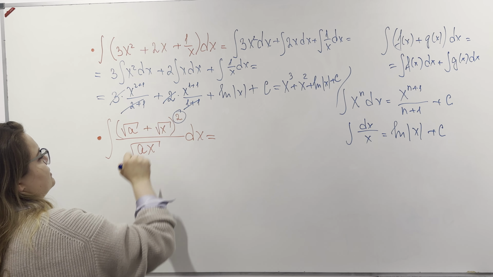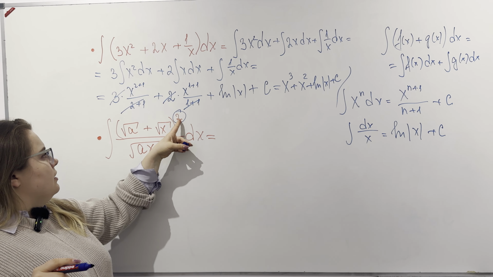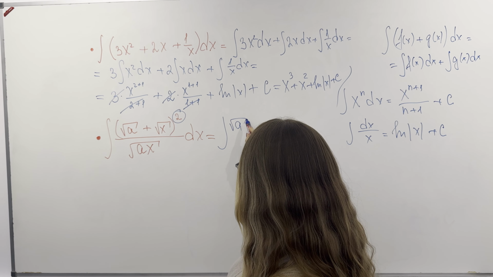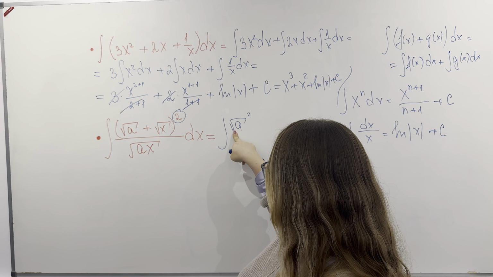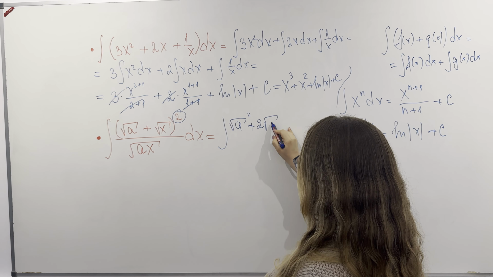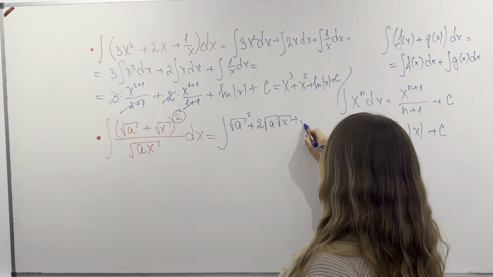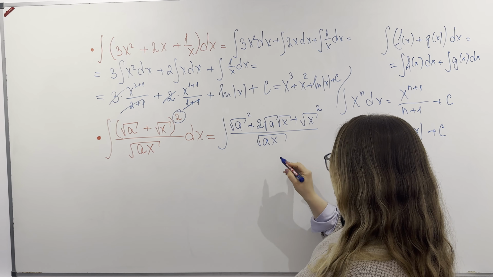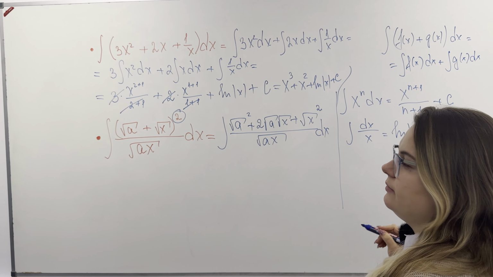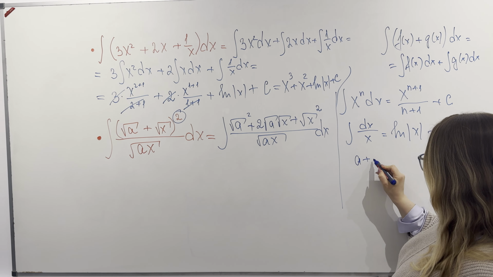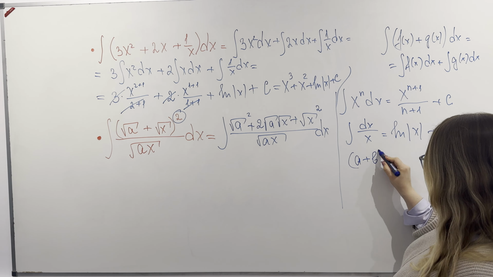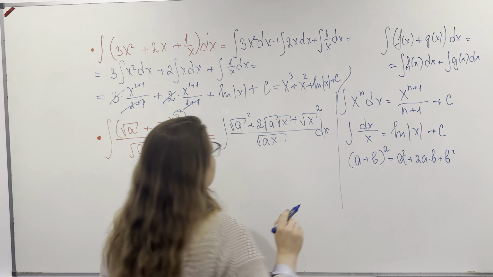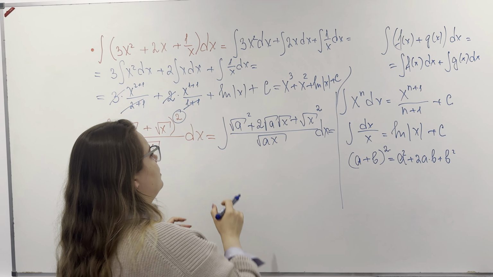And here, first of all, we can see that our line in our numerator has power of 2, so we need to write square root of a to the power of 2 plus 2 multiplied by square root of a square root of x plus square root of x to the power of 2, and all of it will be divided by square root of a multiplied by x dx. And here we use the formula a plus b to the power of 2, which is equal to a squared plus 2a multiplied by b plus b squared.